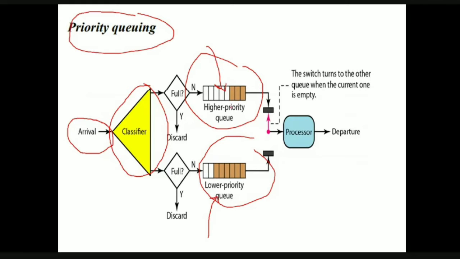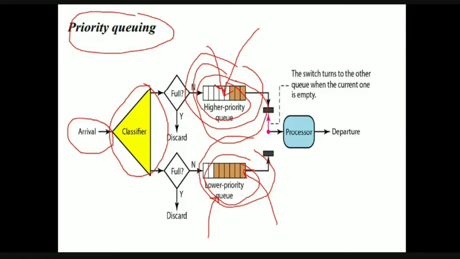Now, the high priority packets will be kept in the high priority queue and the low priority packets will be kept in the low priority queue. After putting them in their respective queues, the packets in the highest priority queue are processed first. Only after completing all the packets in this higher priority queue does the router process the packets in the low priority queue.